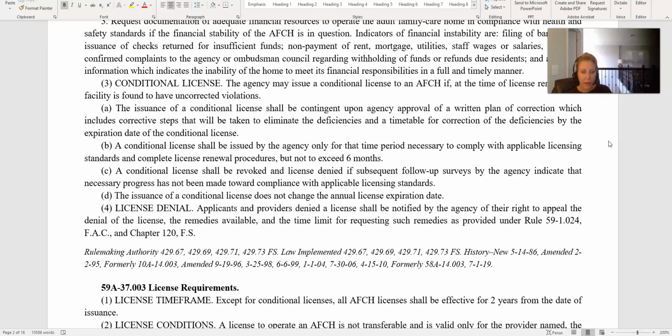59-1.024. So if you find yourself getting into trouble with your licenses and renewals and you have deficiencies, definitely reach out to a consultant, and you can call us and we can refer you to someone that'll help you get back in where you need to be. You may even need to hire an attorney.